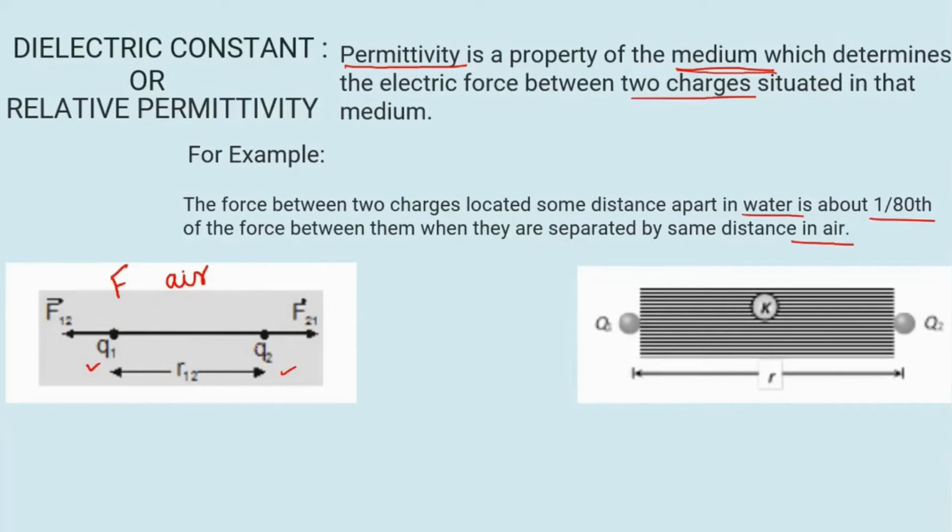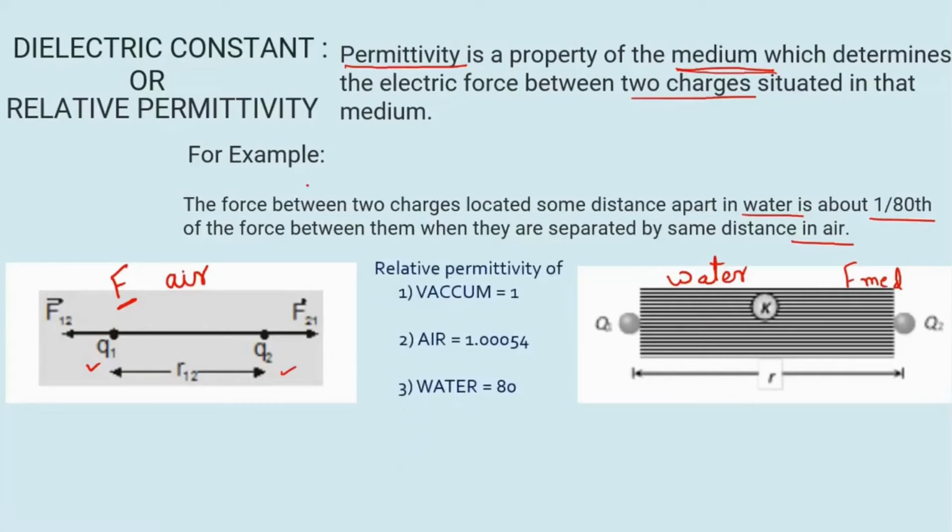But when the same two charges are present in a medium, let us suppose the medium is water, the magnitude of charges is the same, the separation between them is the same, everything is the same, the only thing is that we have changed the medium, which is water. So now whatever force is acting between them in water will be 1/80th of the force which was present earlier between them when they were in air. That means the force is reduced. Whenever the charges are placed in a medium, the force will be reduced.